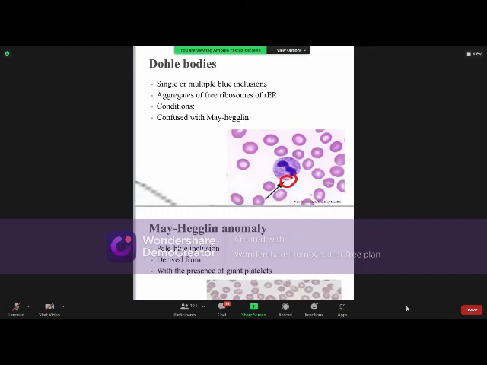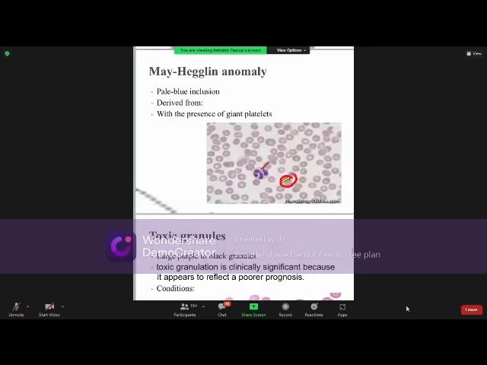In this Döhle body here, because of its appearance, because of that blue inclusion inside, sometimes it is mistaken as May-Hegglin anomaly. Yung May-Hegglin anomaly on the red with the red arrow there. It's also a blue inclusion, but this time that blue inclusion is derived from your RNA.